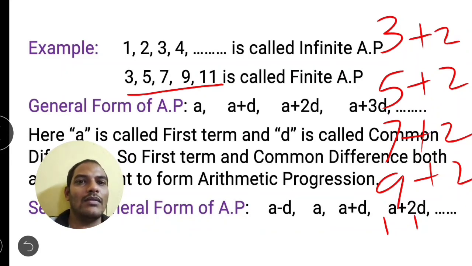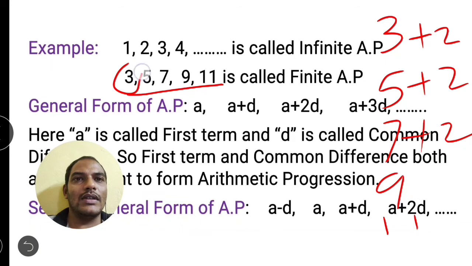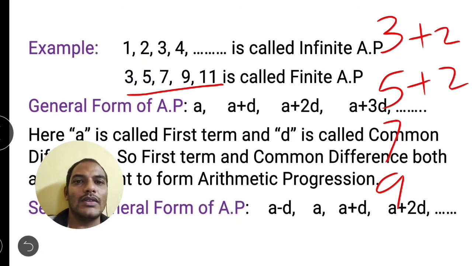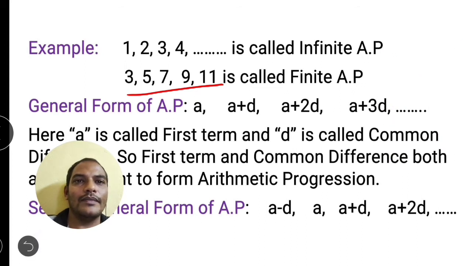And this fixed number is denoted with a small d. So that means d is called the common difference. And here a, what is the a value? Yes, 3 is the a value. a is nothing but the first term. So next, coming to the general form of an arithmetic progression.